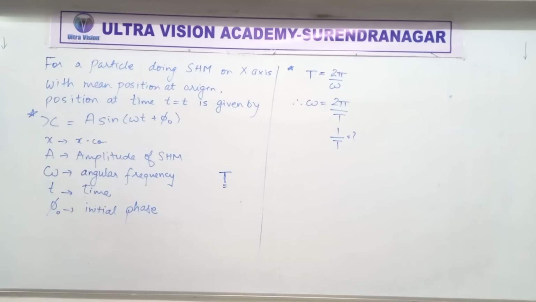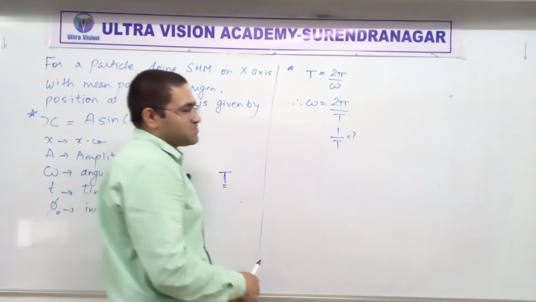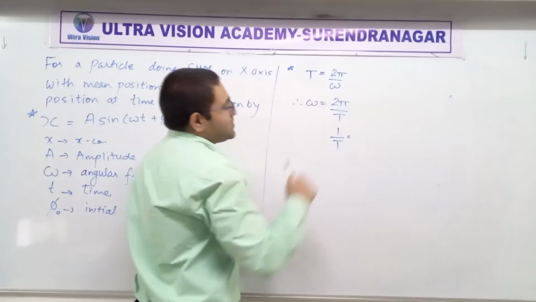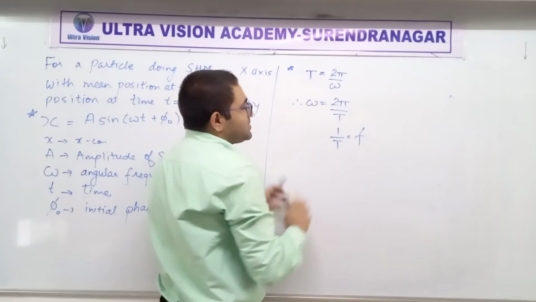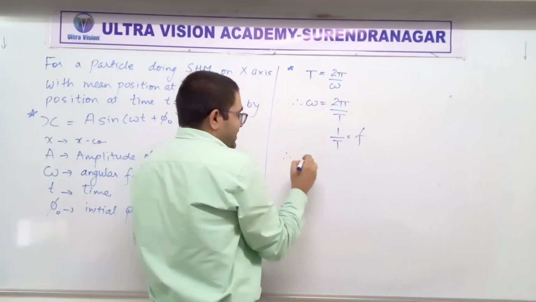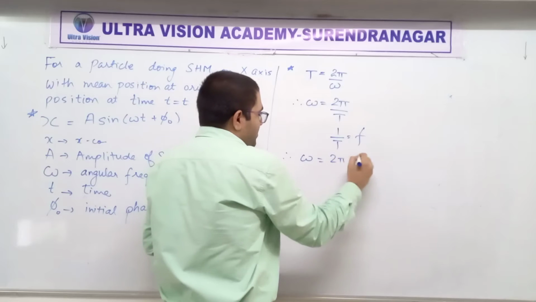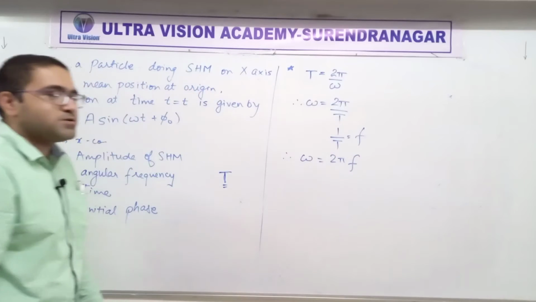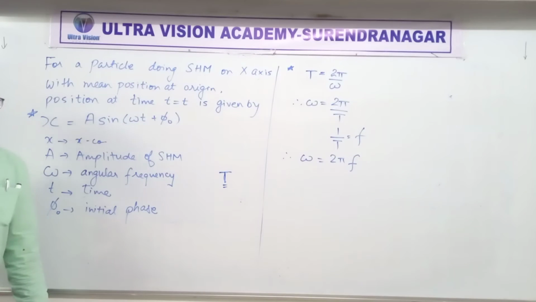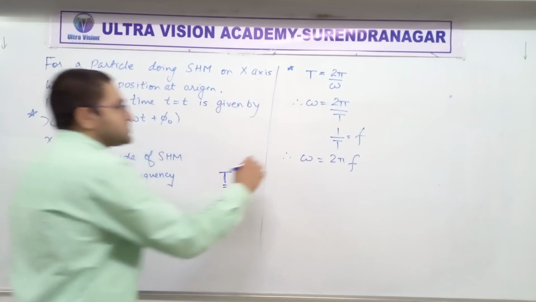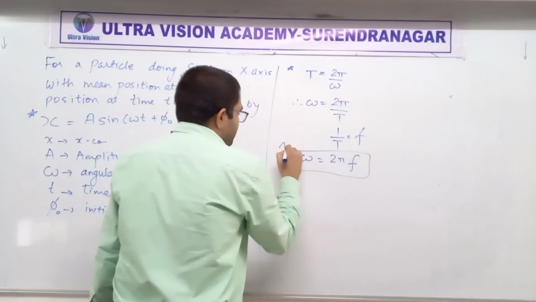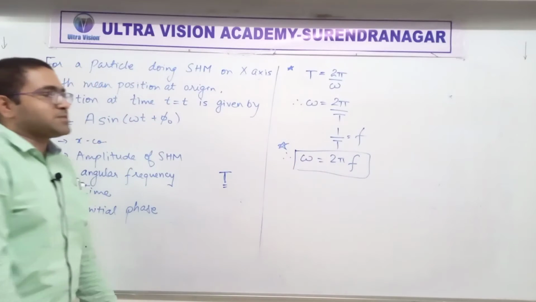Oscillatory motion means going back and forth. I had explained that in the first line of this chapter. Come on. First line of the chapter was oscillatory motion means going back and forth. So this is frequency, yes. So if I use it here, I will get a relation omega equal to 2 pi f. Understood? Omega equal to 2 pi f. Right? So this is another important relation for SHM.